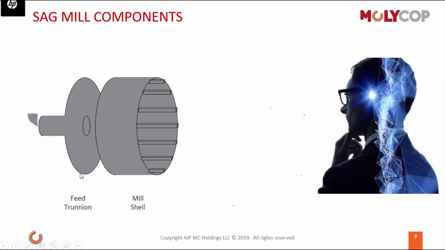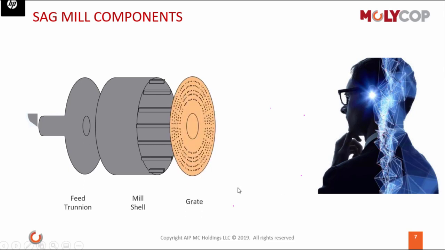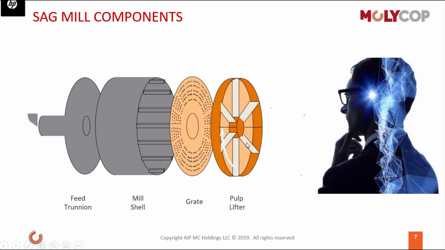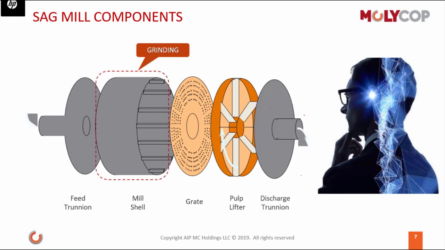You have to know the feed trunnion, the mill shell, the grates, the pulp lifter. The pulp lifter is very, very important in the SAG mill analysis, and also the discharge trunnion. You have two components. One of them is where you perform the grinding, this is in the mill shell, and the second one is the discharge. This is especially related to the grate and the pulp lifter.